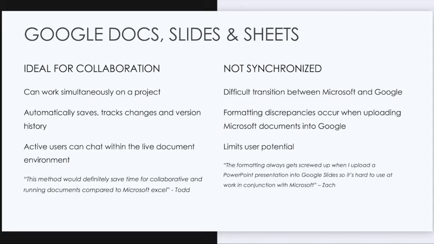And it's nice that Google Suite automatically saves, tracks changes, and actually has version histories. So all of this lives within the Google Doc that you're using in the cloud. So active users can also chat and collaborate while they're working on the same document. Todd, one of our participants, said this method would definitely save time for collaborative and running documents compared to Microsoft Excel, and he was a user that uses Microsoft within his workplace.